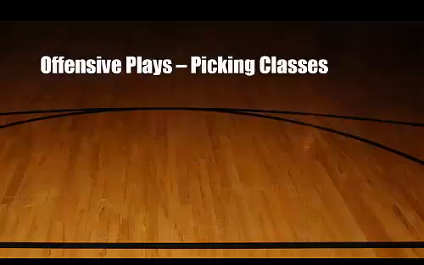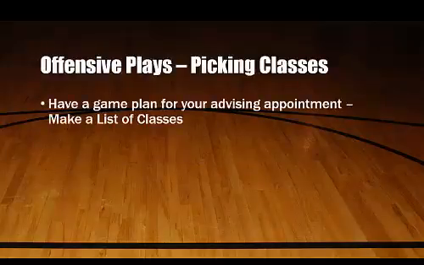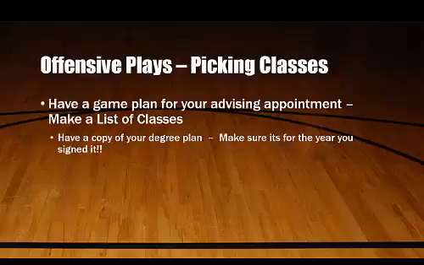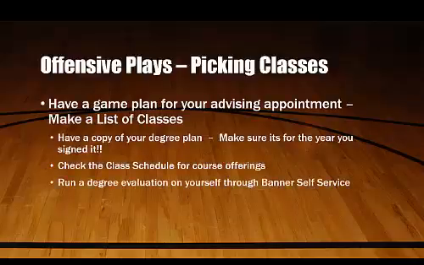Next, you need to prepare for your advising appointment. You need to go into your advising appointment with a game plan. So you need to have a list of classes. To help you make that list of classes, you will use a copy of your degree plan, and you want to make sure that you have the correct year that you signed it. You can also check the class schedule on the university website to find what courses are going to be offered, and you can also run a degree evaluation on yourself through your Banner self-service screen. And I'll show you how to do each of these things.